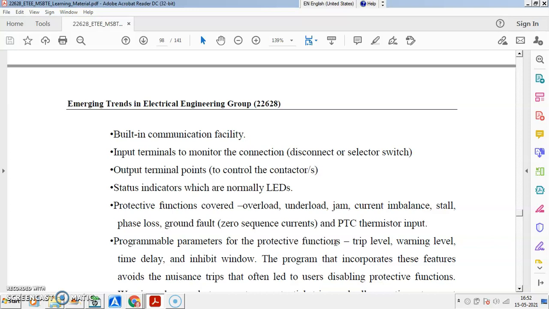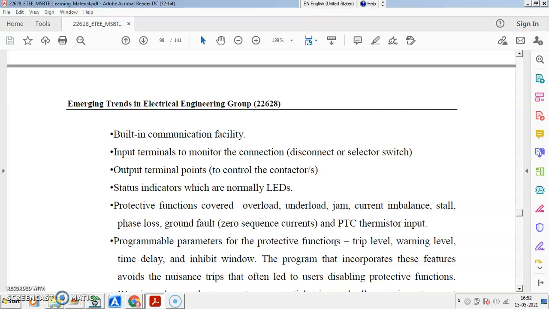That means for each protection in a conventional motor control unit, you have to provide a different relaying system. But here in this particular relaying scheme, you have incorporated all in one. Okay, so that is important. So programmable parameters you can have. You can program the trip level, the warning level, and the delay time.